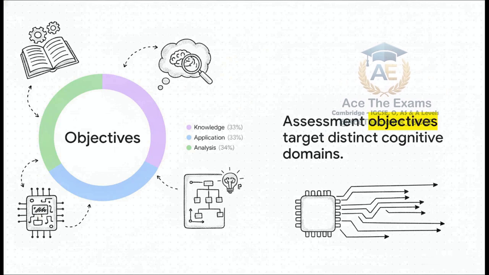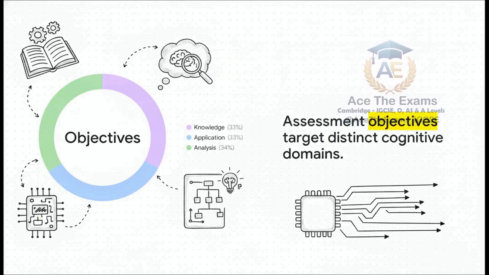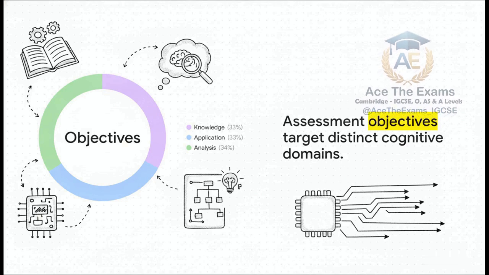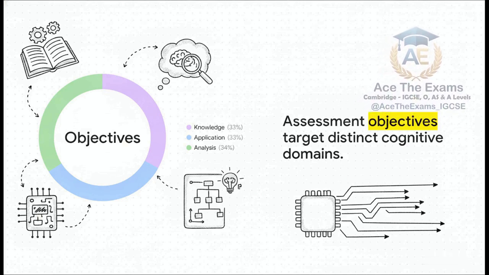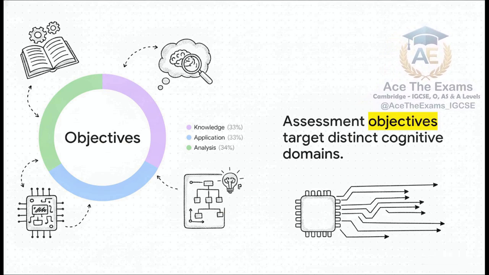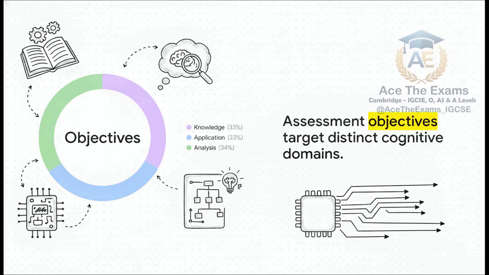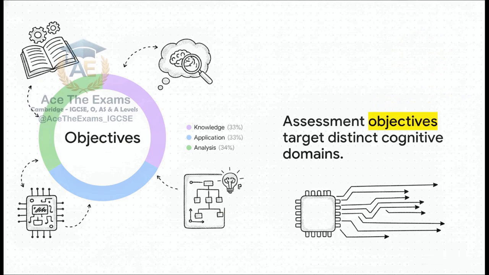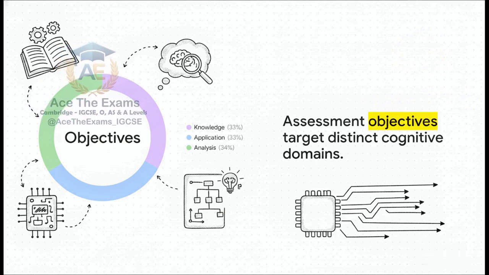To really fix this, we have to understand the rules. The assessment objectives for this are beautifully balanced. The examiners are targeting 3 distinct cognitive domains, almost in perfect thirds. You've got 33% going to raw knowledge, 33% for application, and the final 34%, the biggest slice of the pie, dedicated to analysis. So just memorizing textbook definitions of mnemonics, yeah, that's just not going to cut it anymore.